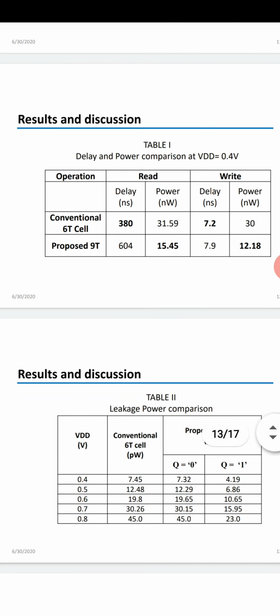In this slide, we have shown the delay and power consumption of the two SRAM cells, the 6T SRAM cell and the proposed 9T SRAM cell. The delay of the conventional 6T SRAM cell is lower as compared to the proposed cell, but the power consumption during read as well as write is lower as compared to the 6T SRAM cell.